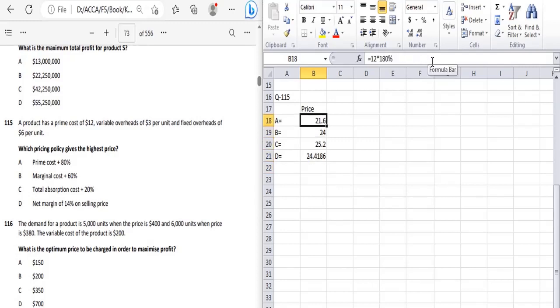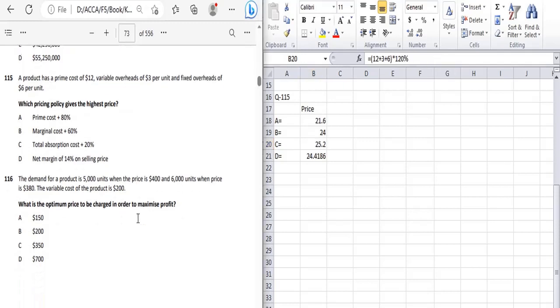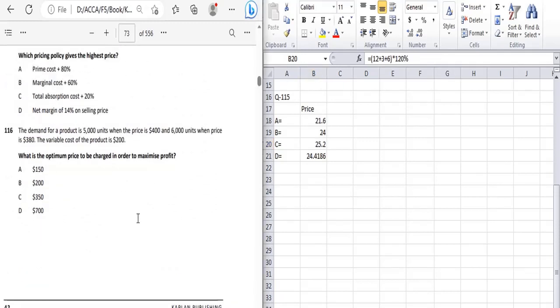So out of all the options, which one will give the highest price? Option C. Okay. So next, question 116: what is the optimum price to be charged in order to maximize the profit? Again, this is based on 114, which we did earlier.